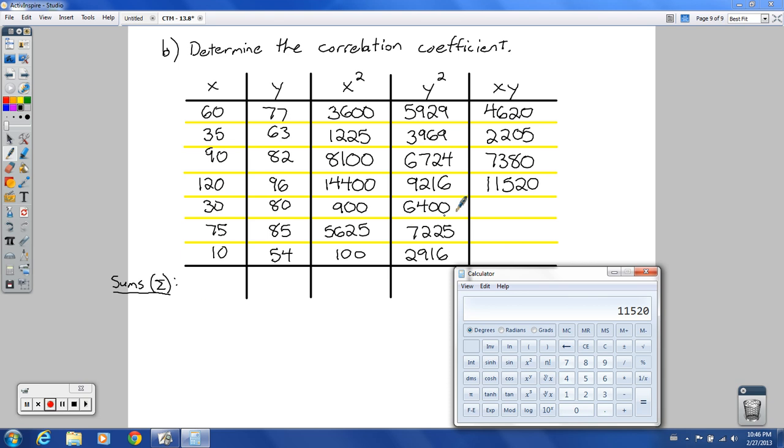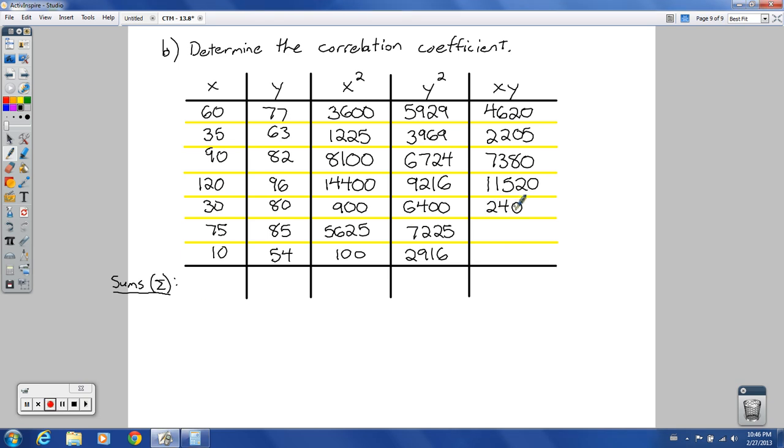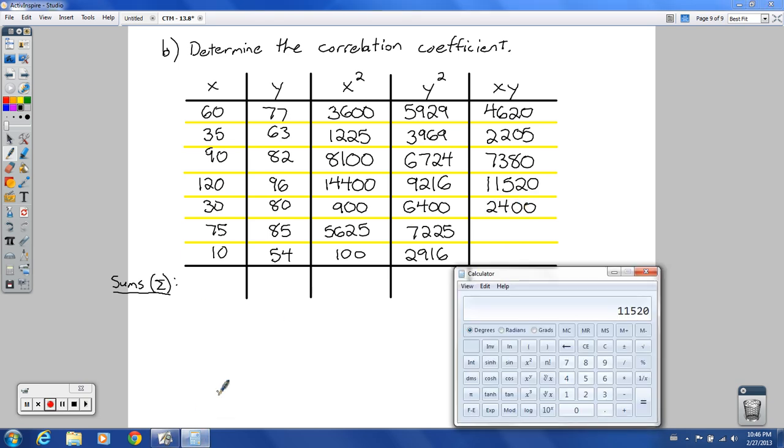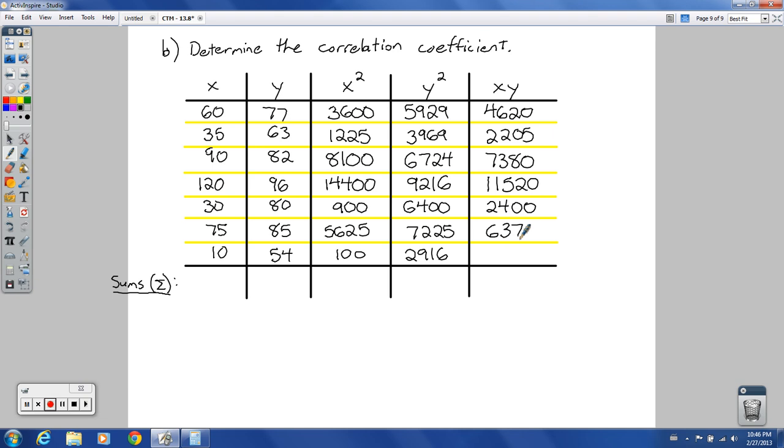30 times 80, that one I can do in my head, that's 2,400. 75 times 85, that's 6,375. Finally 10 times 54, that's an easy one to do too, that's 540. I just can't draw my fives very well though. Let's try that one more time. There we go. So 540.